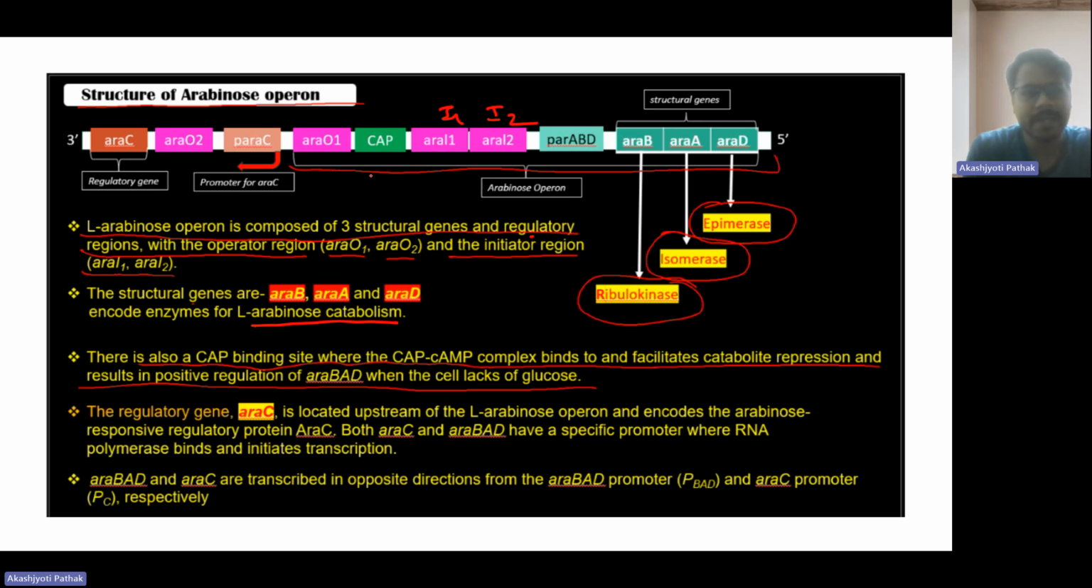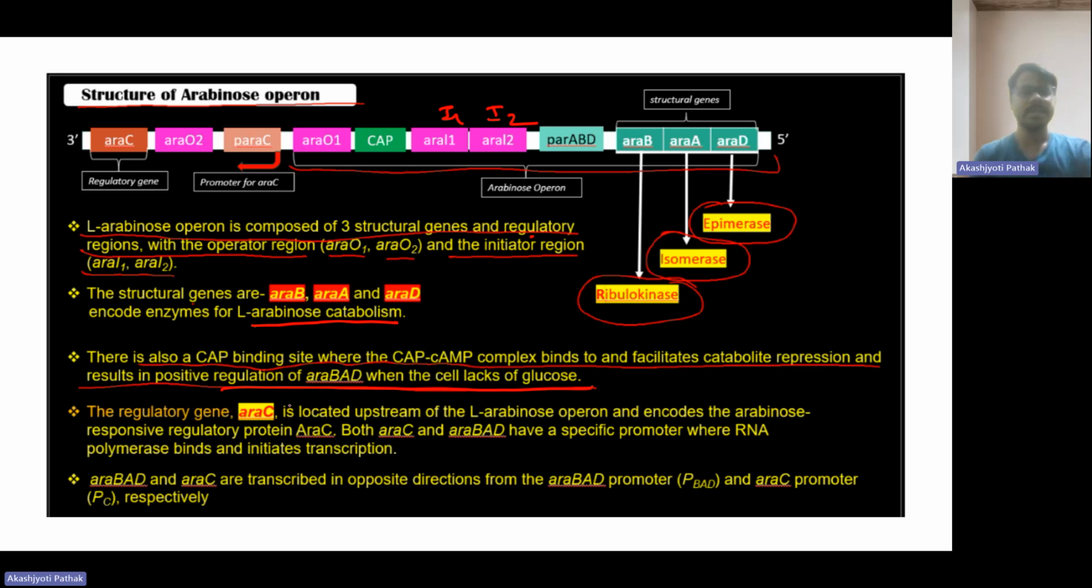And there is also a CAP binding site. You see here, there is a CAP binding site between the araO1 and the initiator. So there are two operator sites, two initiator sites, and a CAP binding site. When this CAP binding site is occupied, what will happen? The CAP-cAMP complex will bind and facilitate catabolite repression and result in positive regulation of the araBAD when the cell lacks glucose. When will the positive regulation of araBAD take place? When the cell lacks glucose.